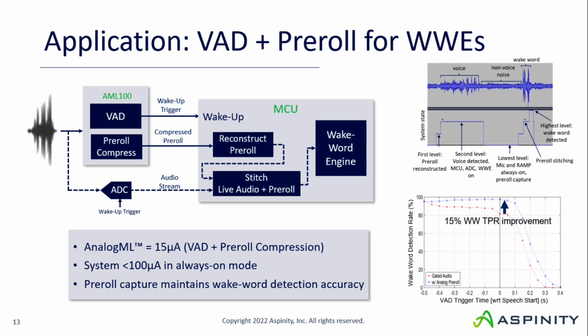Being able to do this, we're able to implement all of the voice activity detection and the pre-roll compression on the analog chip. It only consumes 15 microamps of current. And if you think about the entire system, in always listening mode, it consumes less than 100 microamps of current. To put it another way, this type of cascaded wake up with pre-roll allows you to work with a higher power or digital processor that wouldn't necessarily be able to meet the power budget on its own.